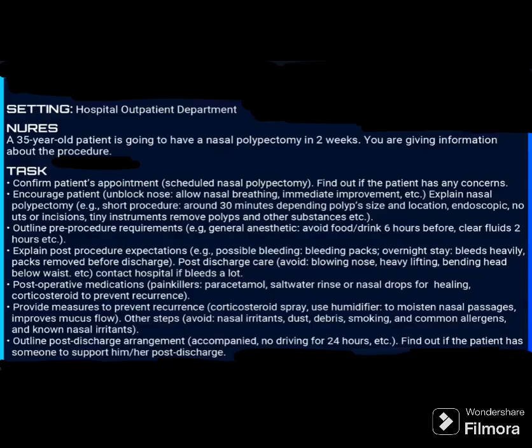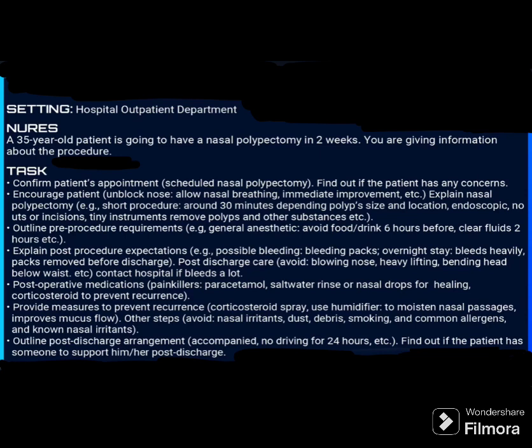Today I came with a candidate cue card. This card actually appeared for the recent exam. The content is nasal polypectomy, and the patient is scheduled for the procedure within 2 weeks, and you are giving information about the procedure.